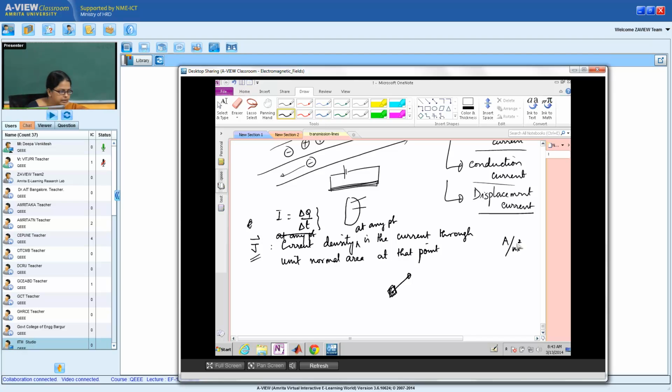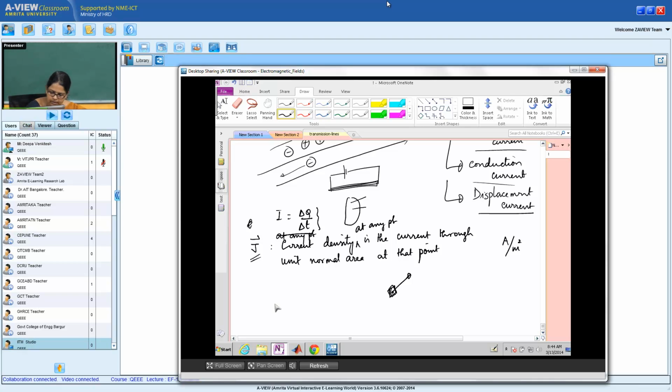To give an example, if the current density is a vector of length this much in this direction, it simply means that at this point I have to think about a normal to this vector and the current crossing that unit area. Remember, this area is not an area in any direction. It is the area that is normal to the direction of propagation of current. Through that it is 5 ampere per meter square. That's the meaning.